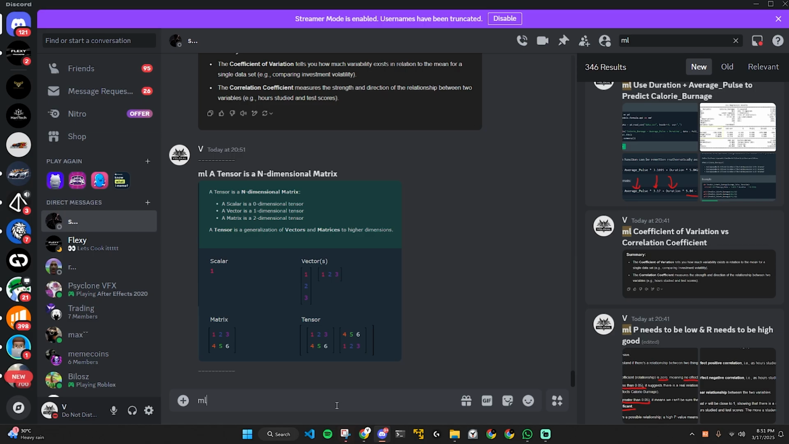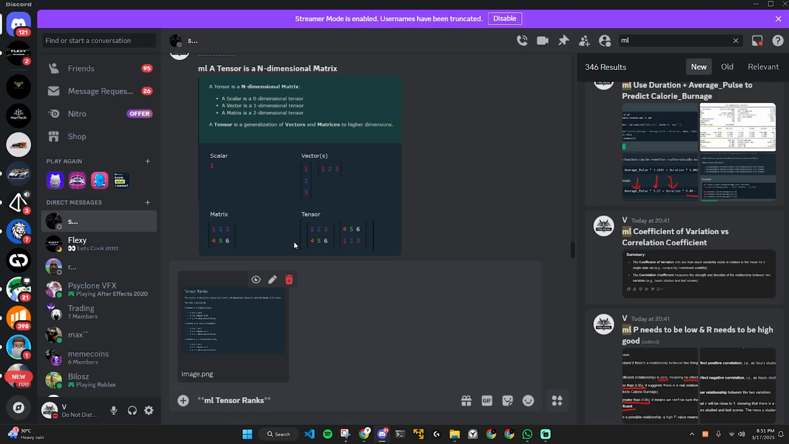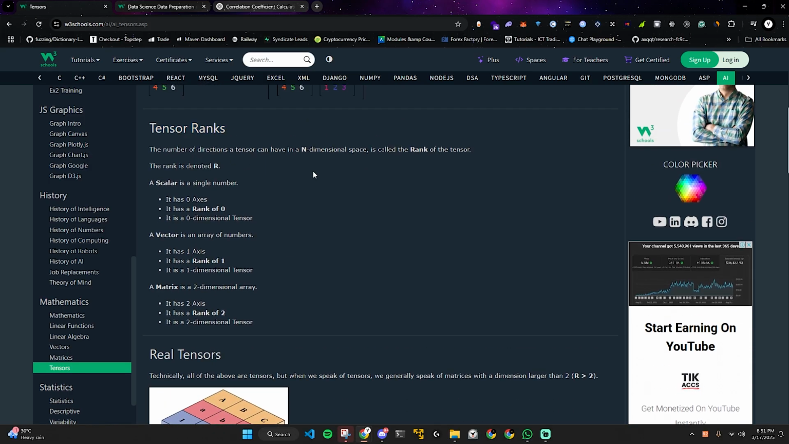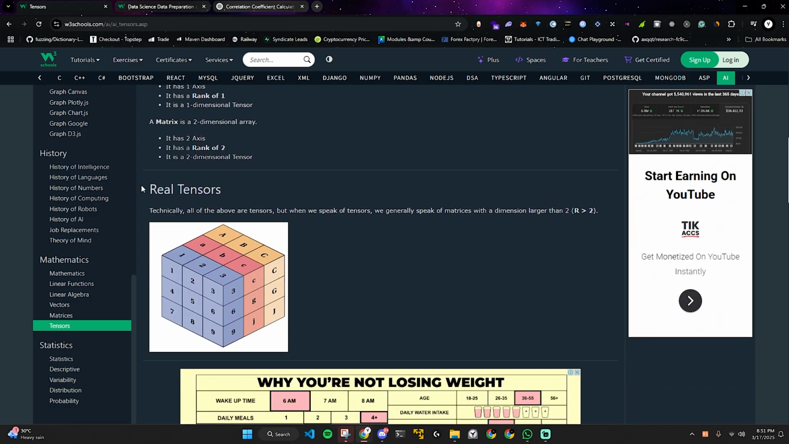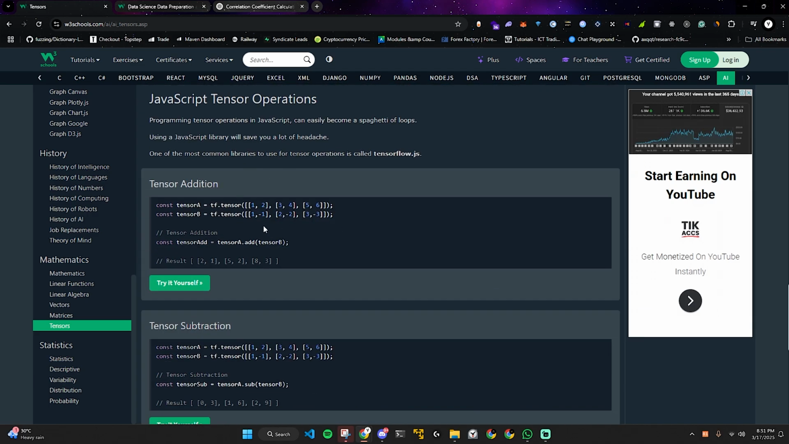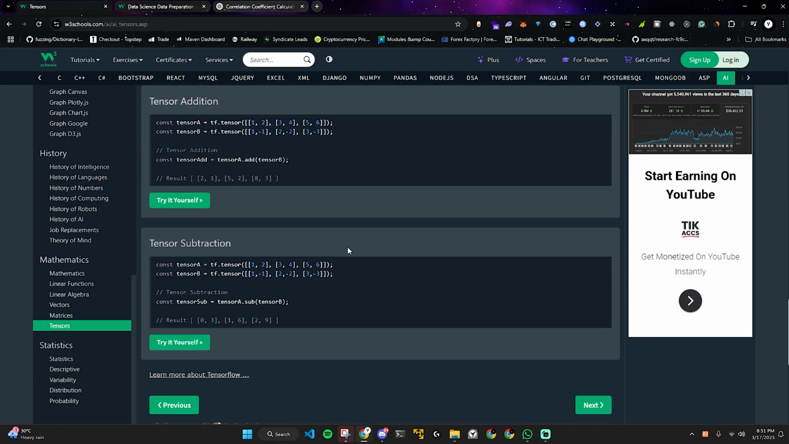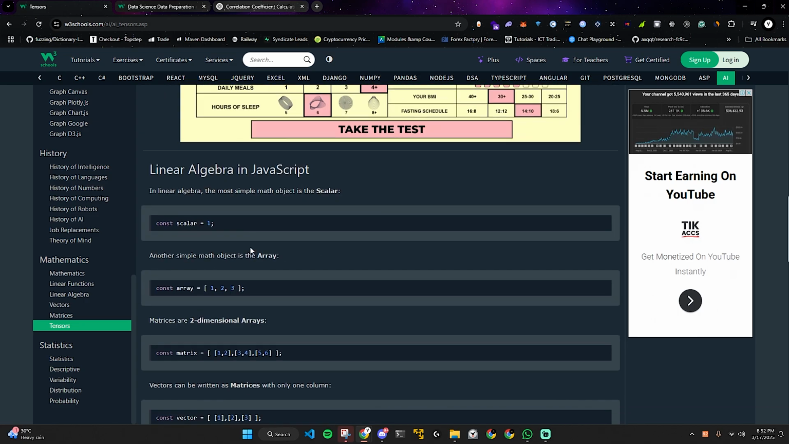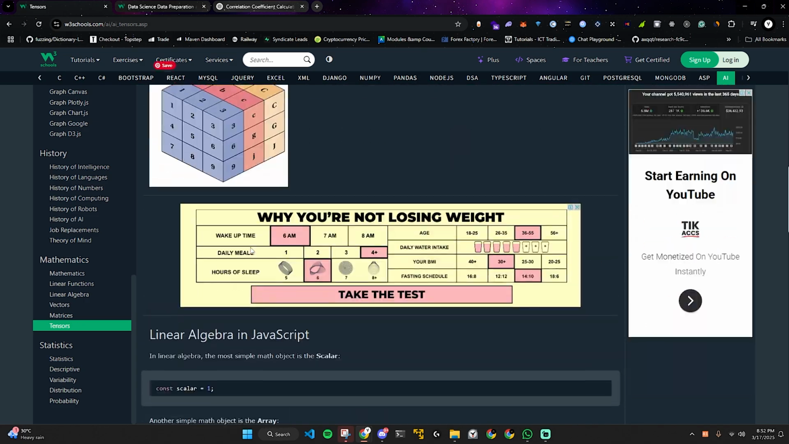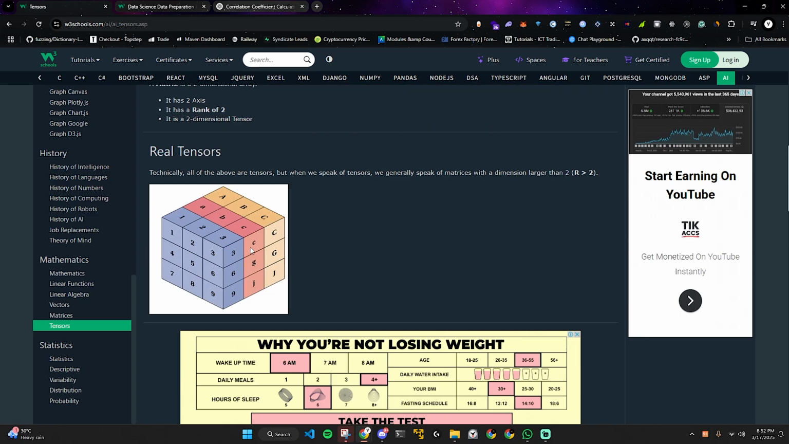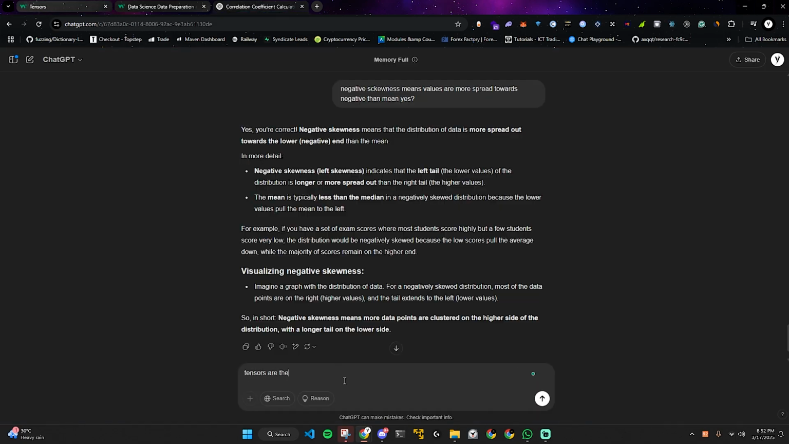And let's say, for example, in ML, the number of directions a tensor can have in n-dimensional space is called the rank of the tensor, and the rank is denoted by R. Real tensors, all of the above are tensors, but when we speak of tensors, we generally speak of matrices with a dimension larger than 2. Interesting. So these are the tensors, so operations, and that's adding different tensors. So subtraction, obviously. So it's like matrices basically, except in code, because you can't really write matrices in code, right? Tensors are the way of interpreting matrices in code.